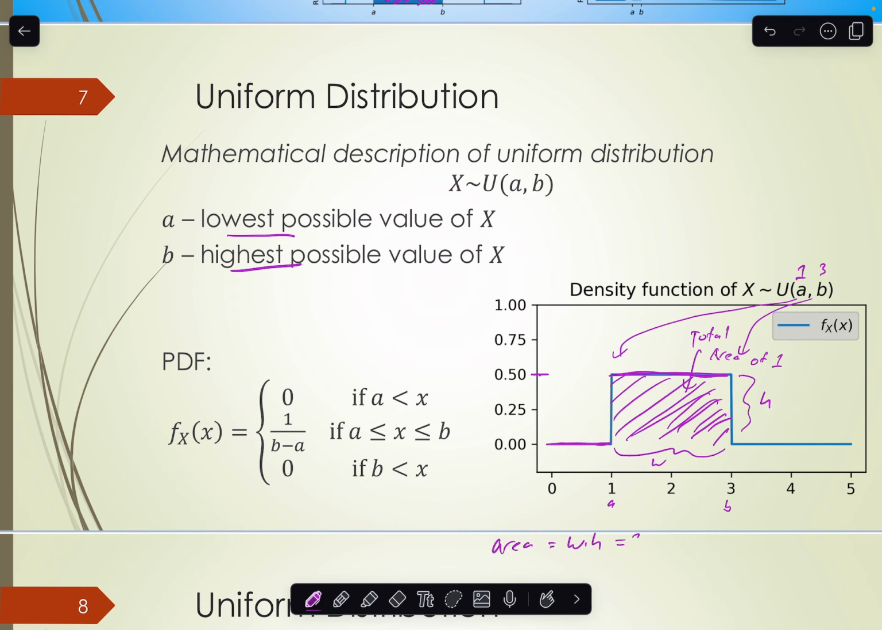If the area is going to be 1, and I know the width to be b minus a, which is the distance between a and b, then if I solve for H, it needs to equal 1 over b minus a. And that's exactly what is reported here in the probability density function. If x is less than a, then the probability density will be 0 because there's no chance of it occurring in that region. If x is in between a and b, then the probability will be a constant 1 over b minus a. And if x is bigger than b, the probability is 0 again.